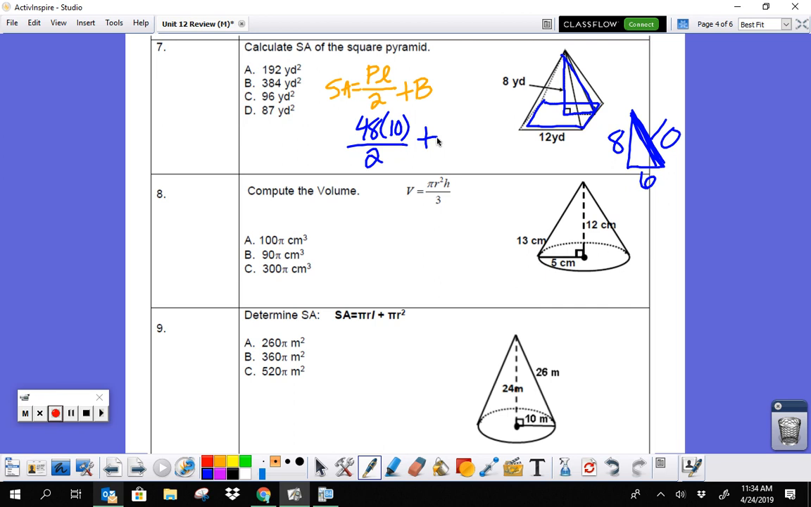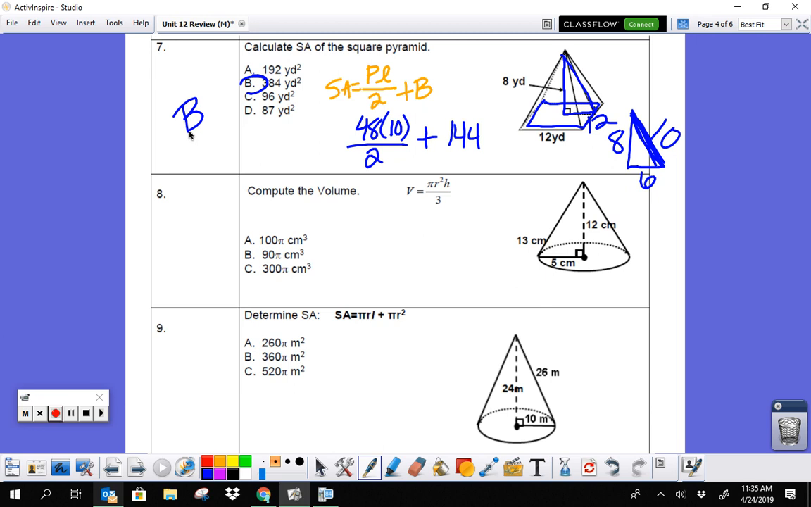Plus, I need to get the area of the base. Okay, my base is a square, so that'll be 12 times 12, which is 144. So if you do 48 times 10 over 2 plus 144, you get 384.